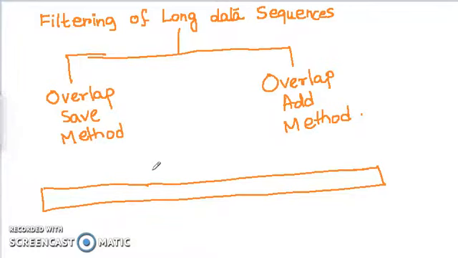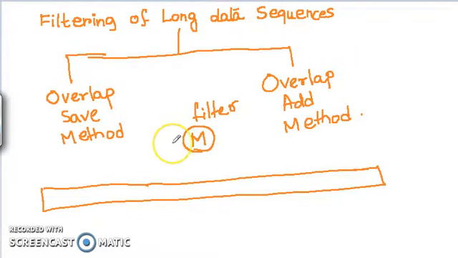Suppose we are discussing the overlap save method. What happens? First think of the data. Suppose I have a long data sequence, this much long. I have the filter, or the system, which has a sequence of M length. Now what am I going to do?